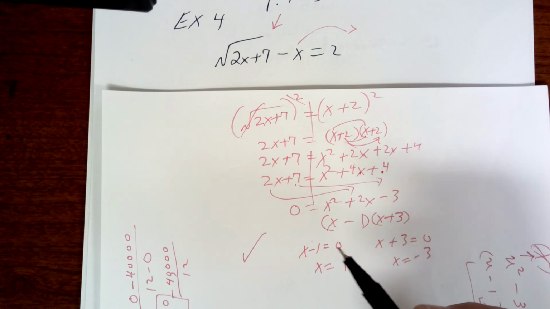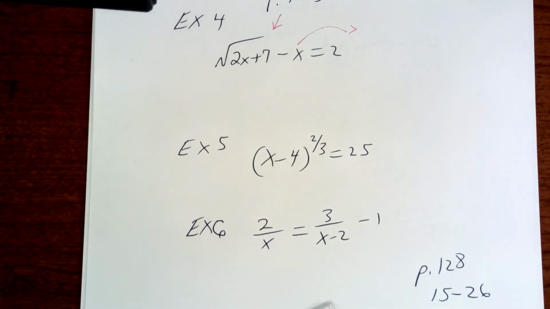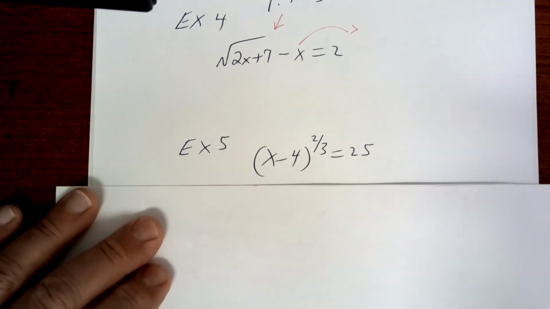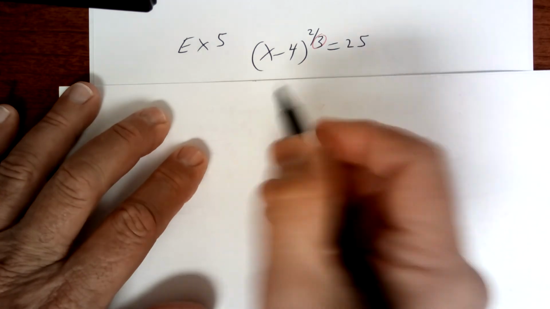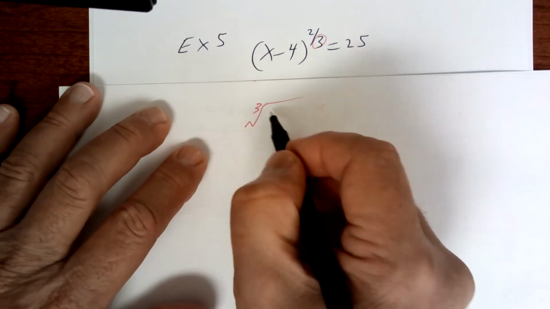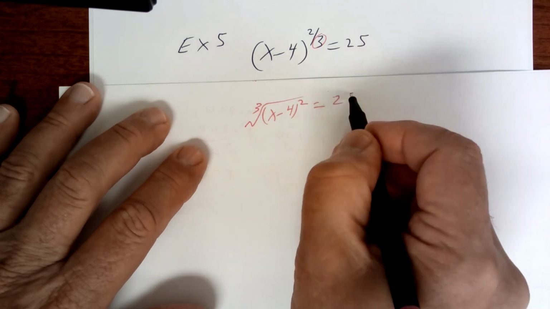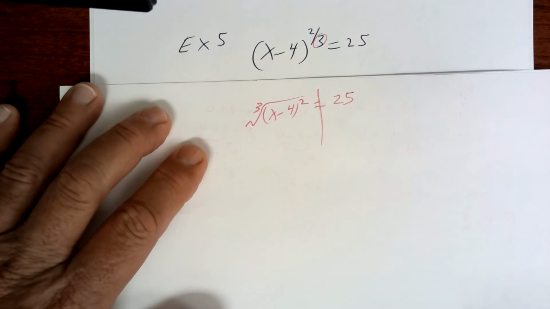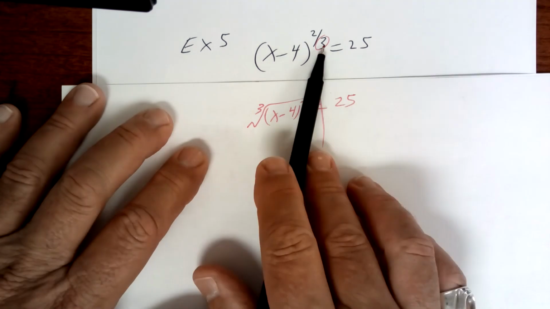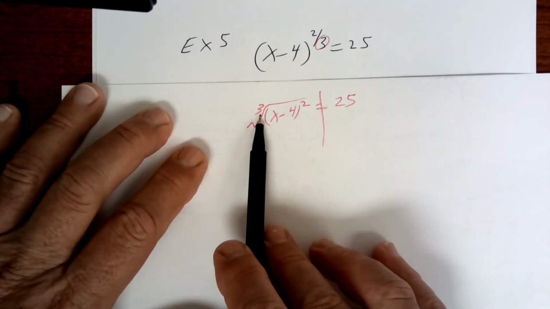Let's go to example 5. Copy this one down. Okay, remember the bottom number is your index or radical on this one. So this right here becomes the cubed root of x minus 4 quantity squared equals 25. Okay, so first thing you do is rewrite it like that. The bottom number is the index or the root. Now you want to do the cubed root on this.